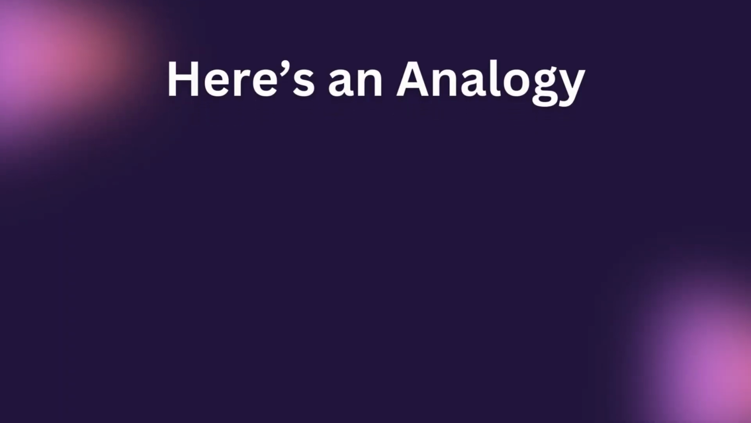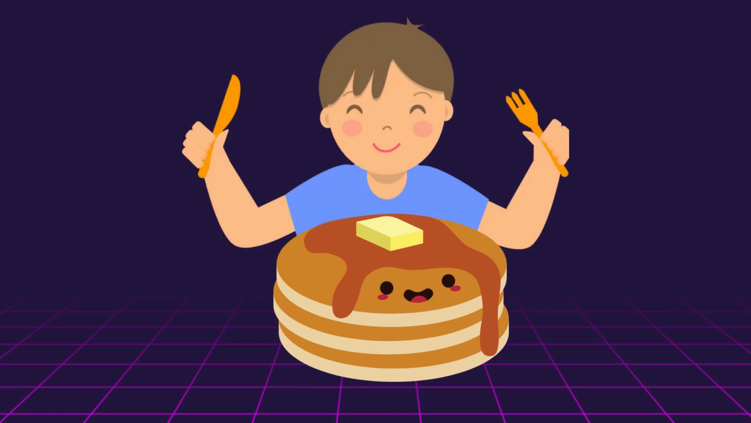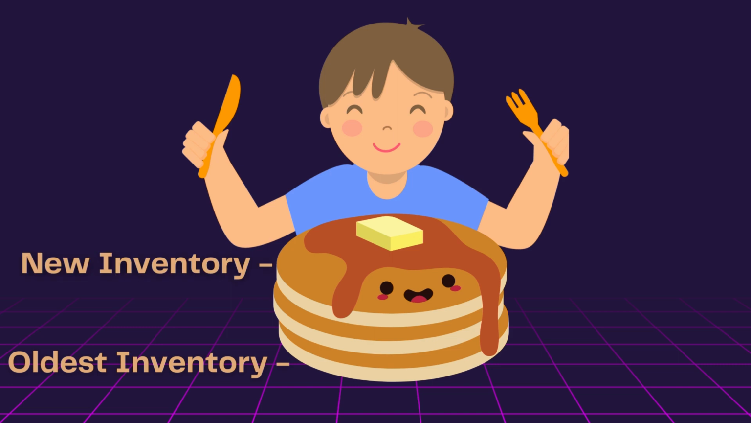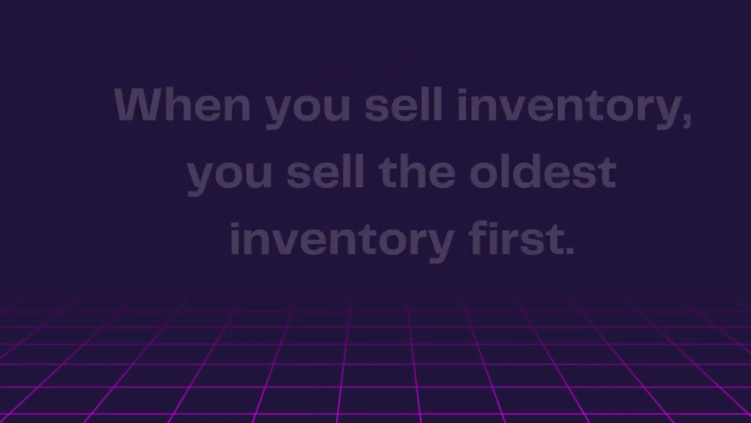Here's an analogy to help you remember. Imagine you have a stack of pancakes. You put the oldest pancakes on the bottom of the stack and the newest pancakes on the top of the stack. When you're hungry, you eat the pancake from the top of the stack. FIFO is like a stack of pancakes. The oldest inventory is at the bottom of the stack, and the newest inventory is at the top of the stack. When you sell inventory, you sell the oldest inventory first.